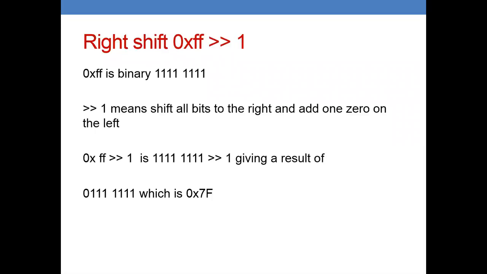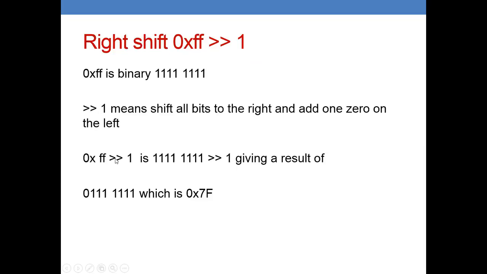So let's take a look at what happens if we right shift. If we have the hex number 0xFF, remember this is a hexadecimal constant, and we right shift that by 1, what we have on this side of the right shift operation is the number of bits to shift to the right. So here's the binary representation of hex FF, which is all ones, an 8-bit number. Shift 1 means shift all bits to the right and add a 0 on the left.